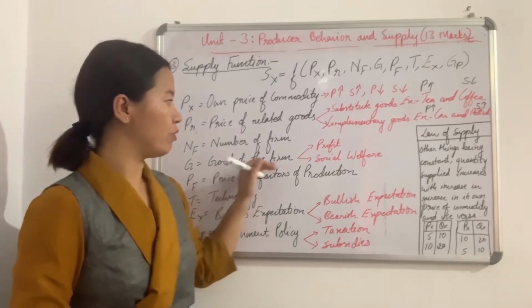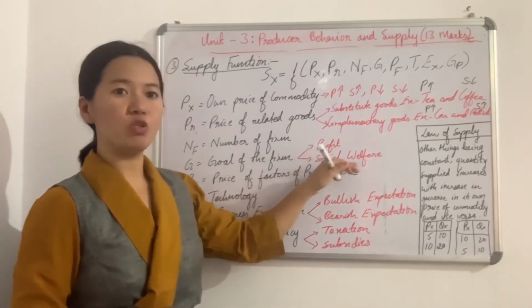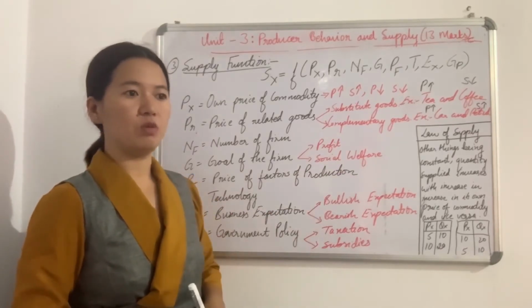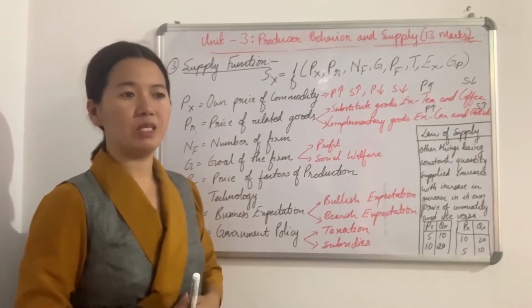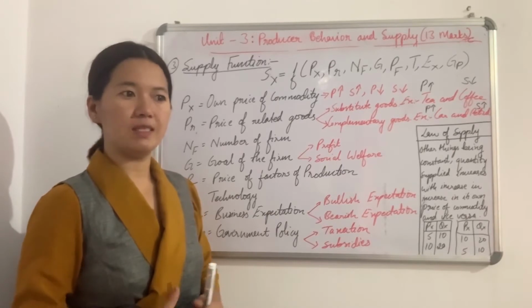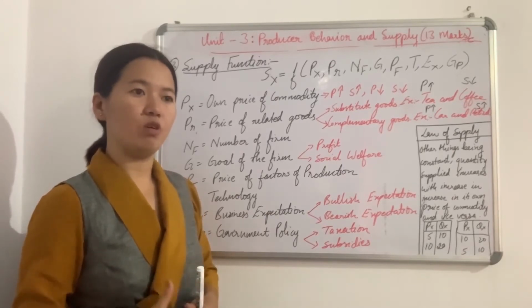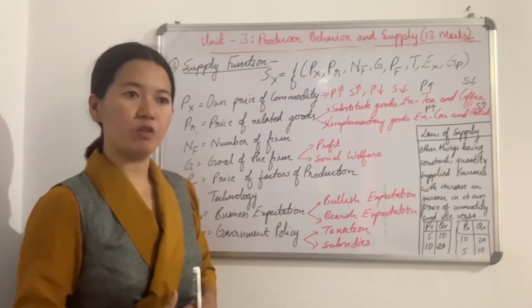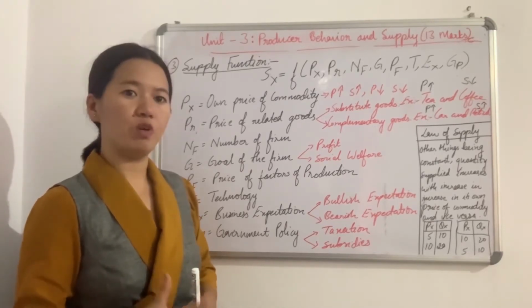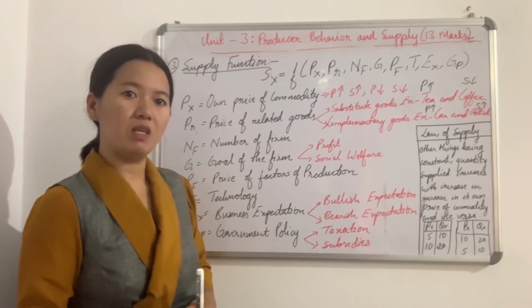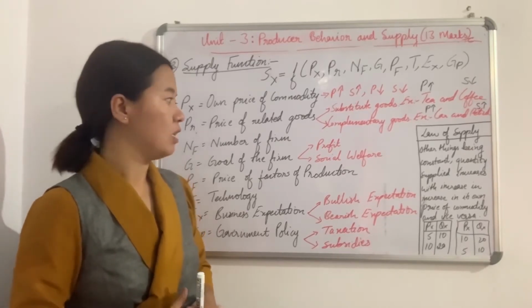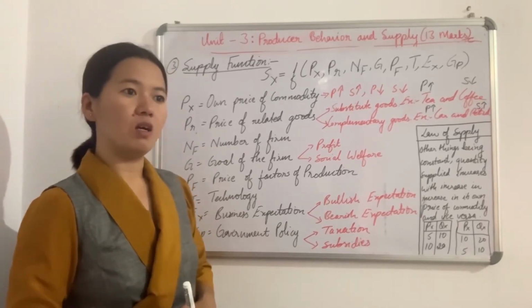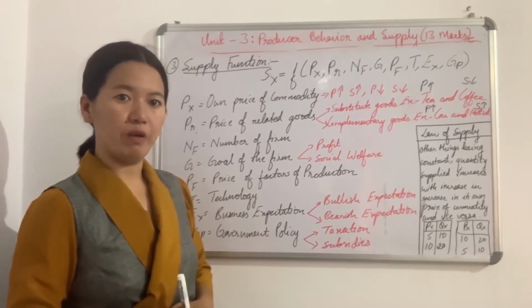And if the goal of the firm is social welfare, that is to increase output or to increase employment opportunities, then whatever may be the price of the commodity or whatever may be the profit of that particular commodity, his supply would not change. His supply would either remain same or it may increase. So this is the goal of the firm, how the motive of the firm affects the supply of a commodity.